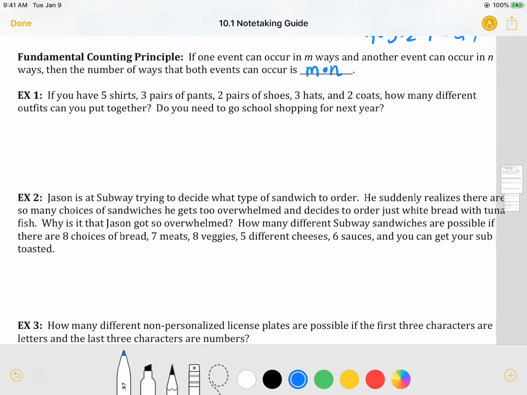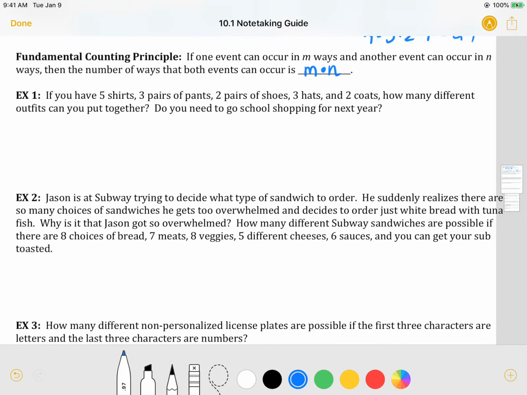Let's apply this in example 1. It says if you have 5 shirts, 3 pairs of pants, 2 pairs of shoes, 3 hats, and 2 coats, how many different outfits can you put together? We're going to take 5 times 3 times 2 times 3 times 2, multiply those all together, and what we get is 180. So do we need to buy any school clothes for next year? Well, no, because we have exactly enough to make a distinct outfit for every single day of the school year.